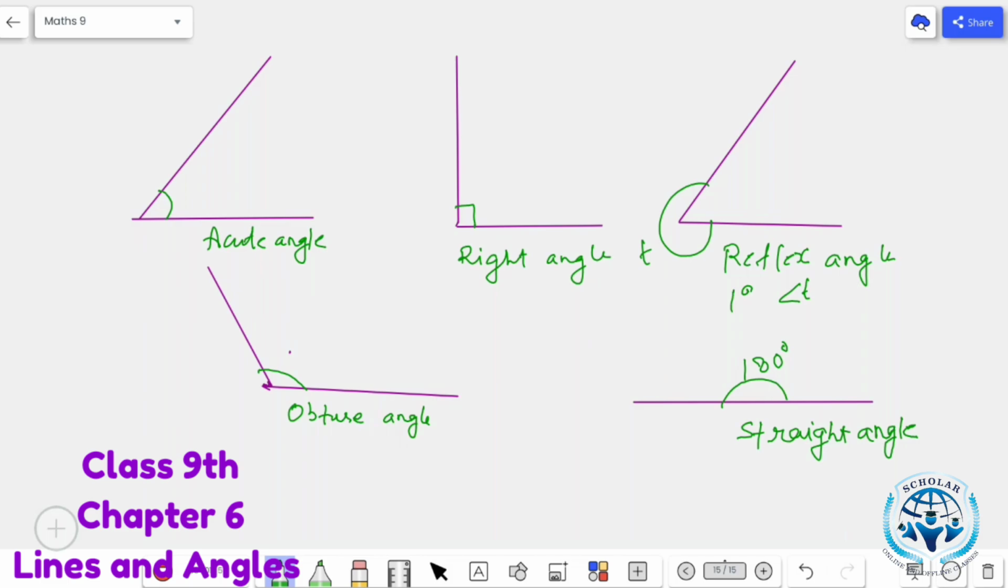If the reflex angle is T, it is greater than 180 and less than 360 degree. Acute angle is greater than 0 degree and less than 90 degree. Obtuse angle is Z, which is greater than 90 degree and less than 180 degree. Last one is right angle, which is Y and equal to 90 degree.